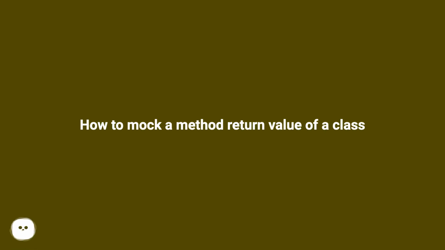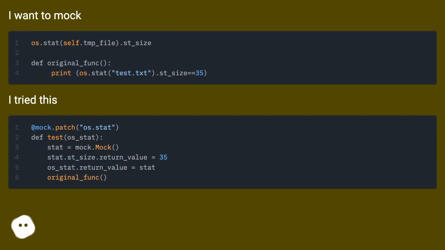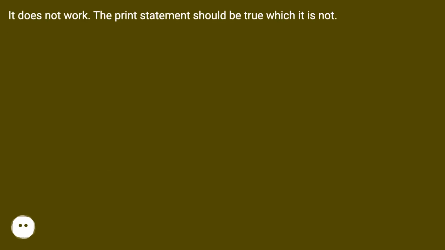How to mock a method return value of a class. I want to mock. I tried this. It does not work. The print statement should be true, which it is not.